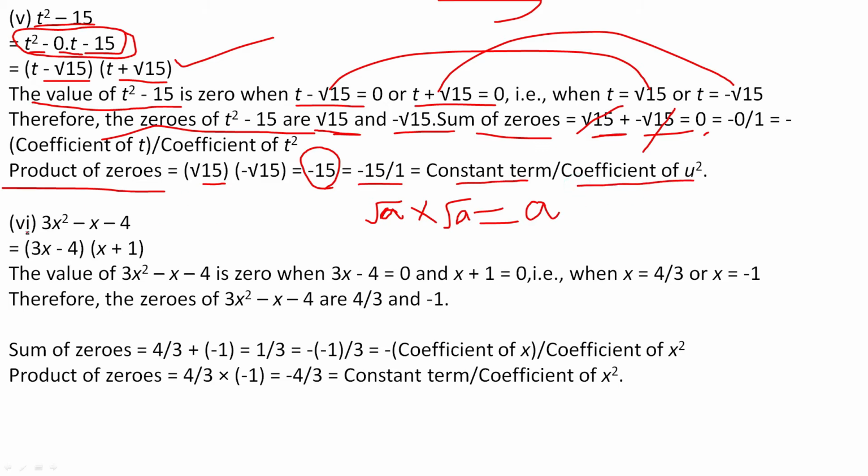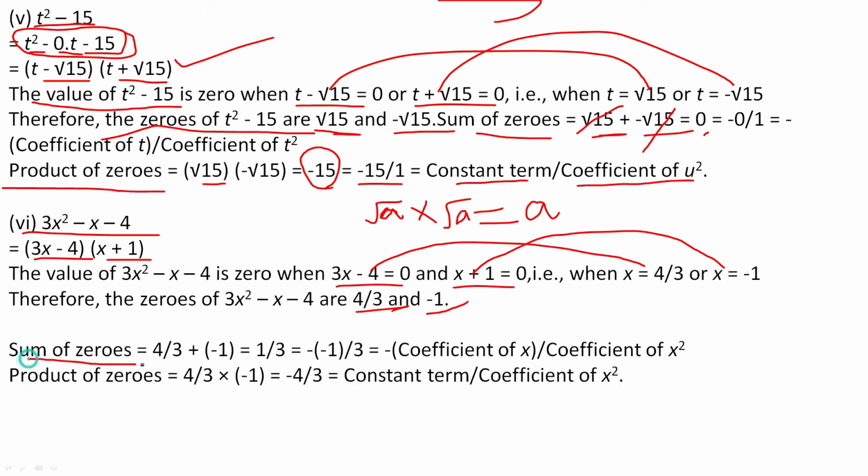Sixth question, 3x square minus x minus 4. Here by splitting the middle term you will get the factors 3x minus 4 and x plus 1. Two factors are there. So the zeros of the polynomial: 3x minus 4 is equal to 0 or x plus 1 is equal to 0. That means 3x minus 4 is equal to 0, x is equal to 4 by 3, and x plus 1 is equal to 0, that means x is equal to minus 1. So two values we are getting, 4 by 3 and minus 1.